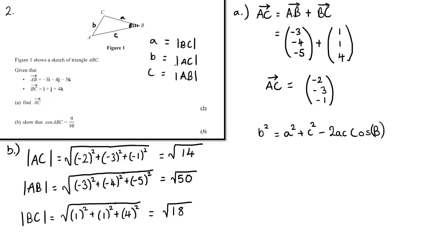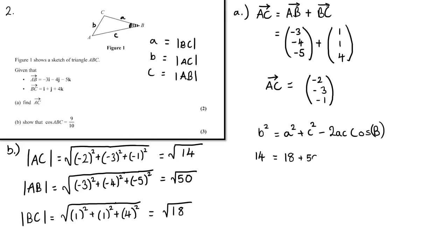So b squared, that's the magnitude of AC squared. Well, that's the square root of 14, so if we square the square root of 14, that just simply gives us 14. So 14 is equal to a squared. So we need to take a here, which is the magnitude of BC, and square that. The magnitude of BC is the square root of 18, so if we square it, we simply get 18, plus c squared. Well, c squared in this case would be the square of the magnitude of AB. The magnitude of AB is root 50, so we square that, we get 50.